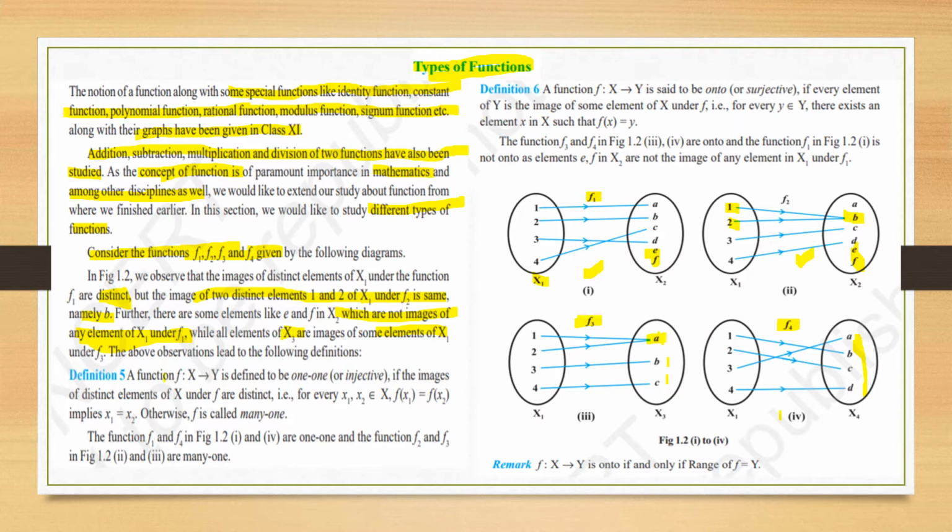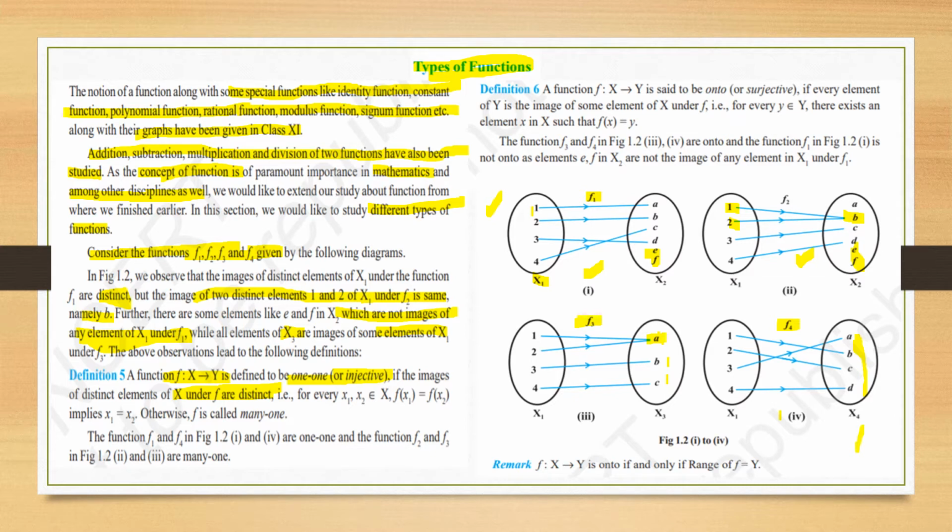A function f mapping from x to y is said to be one-one or injective if the images of distinct elements of x under f are distinct, okay? See, images are distinct. So in this function, images are distinct. 1 has A, 2 has B, 3 has D, 4 has C. So this one and moreover this one, okay?